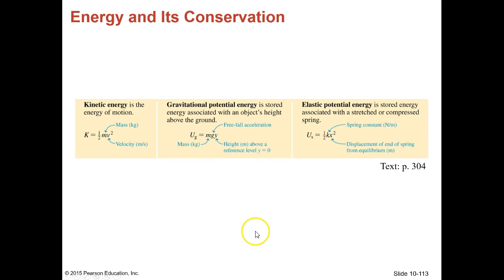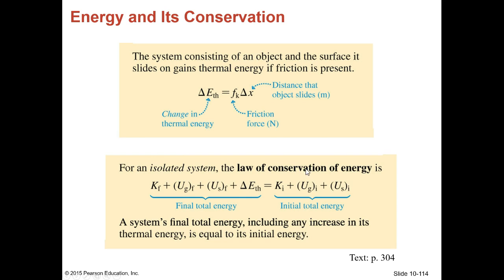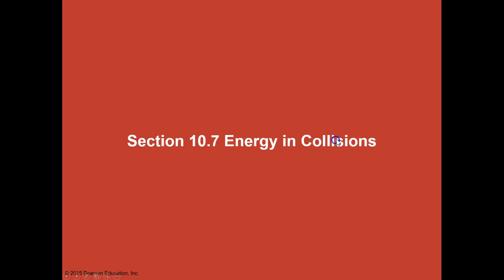For energy conservation, we said kinetic energy is the energy of motion. Gravitational potential is stored in the object's height, and elastic potential is stored energy in a stretched or compressed spring or piece of rubber or just anything that's elastic. And so that's energy and its conservation. We also said that the law of conservation of energy shows us that in an isolated system the final energy should be equal to the initial. We did not talk about thermal energy, so we're not going to worry about it. And that is the end of section 10.6 and the end of energy and work.